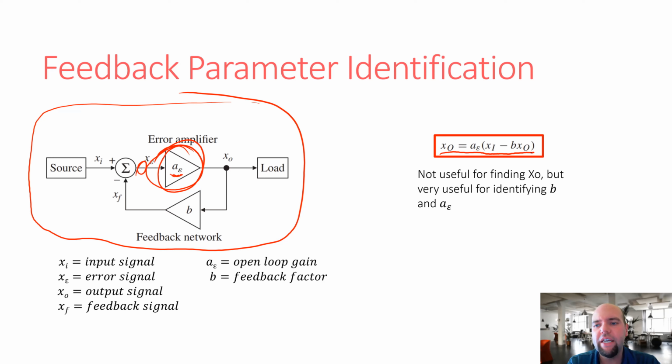And this is really handy because this equation relates input and output. If we are able to analyze any op-amp circuit and find a relationship between the input and the output, and we're able to massage the equation into this form, then we're able to identify these critical parameters. This A epsilon and B is what we really want. And once we find that A epsilon and B, we're able to find the loop gain, and we're able to use all those equations we dealt with last time.